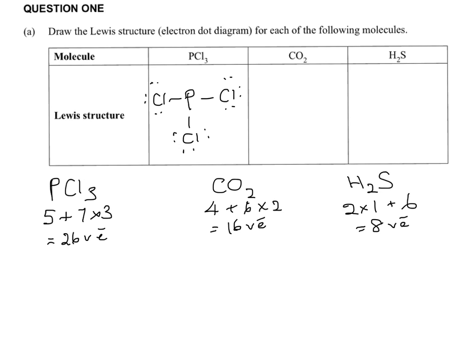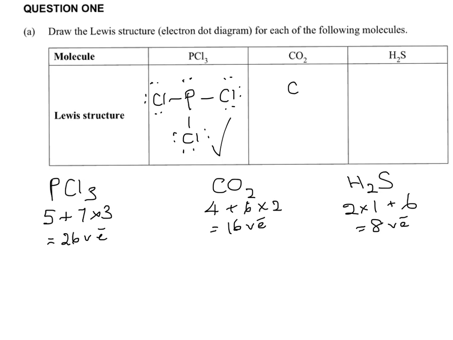2 left over. Any leftover electrons generally go on the central atom, and by doing that, that gives phosphorus 8 electrons, 2 electrons in each bond plus the non-bonding pair. So now I've used up my 26 valence electrons, and each of the atoms has got a filled octet. So that is the correct structure.